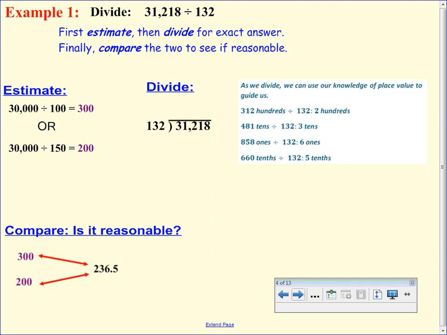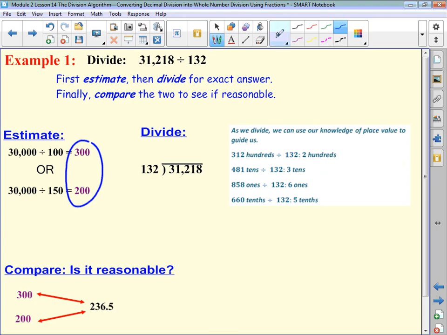So you could start by estimating. We had our original equation, and you could estimate it to 30,000 divided by 100, or 30,000 divided by 150. So either way, your answer should be in the 200, 300 range. If your answer is 3,000, you're off base. If your answer is 30, you're off base. It should be in that 100 range. If it helps you, you may want to use your highlighter again.